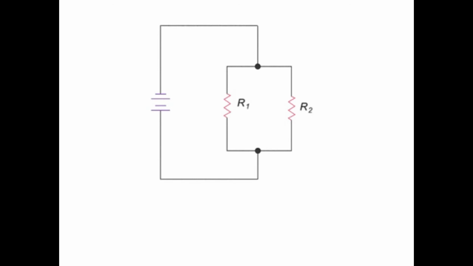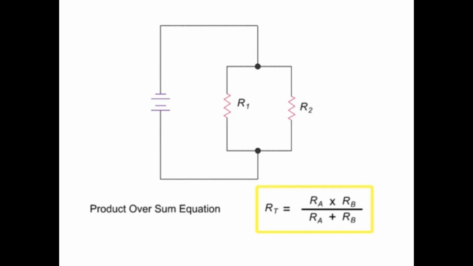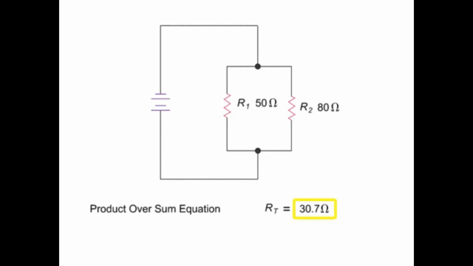Calculating the total resistance of resistors in a parallel circuit requires the use of the product over sum equation. In this parallel circuit, if R1 is 50 and R2 is 80, then the combined or equivalent resistance of the two resistors would be 50 times 80, or 4,000, divided by 130, which is 30.7 ohms.